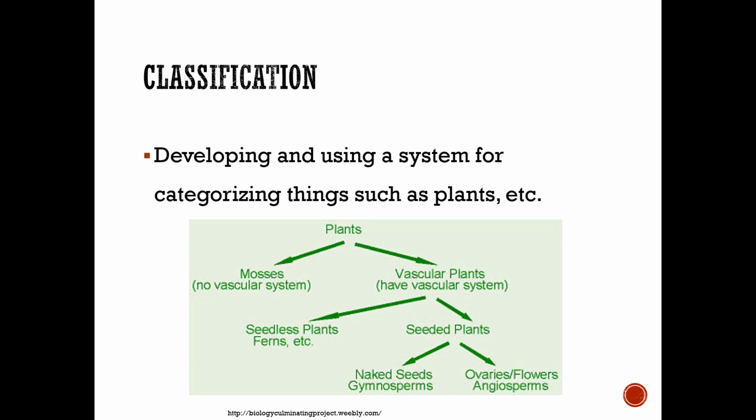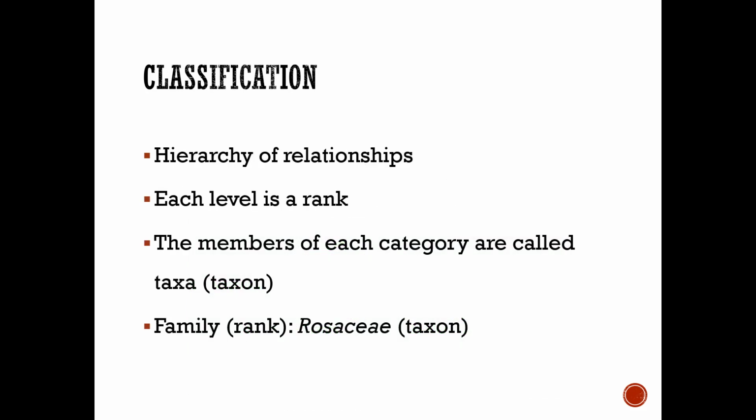Classification is developing a system for categorizing things such as plants. You can see here we've got our mosses, which are non-vascular, and then vascular plants have vascular systems, and that's broken down even further with seedless plants versus seeded plants, etc. So there's a hierarchy of relationships. Each level is a rank. The members of each category are called taxa. Family is the rank. Rosaceae is the taxon.